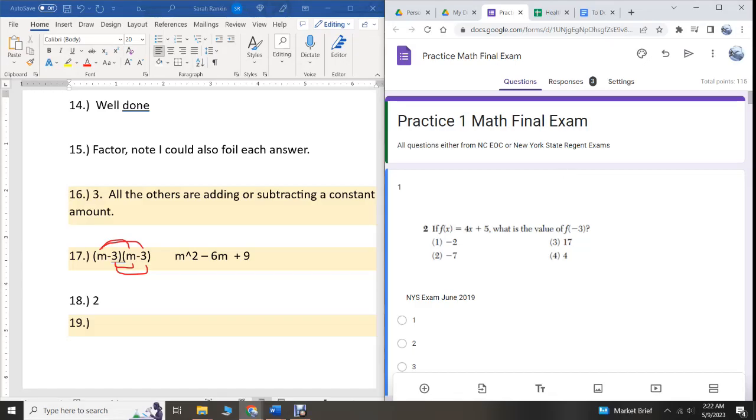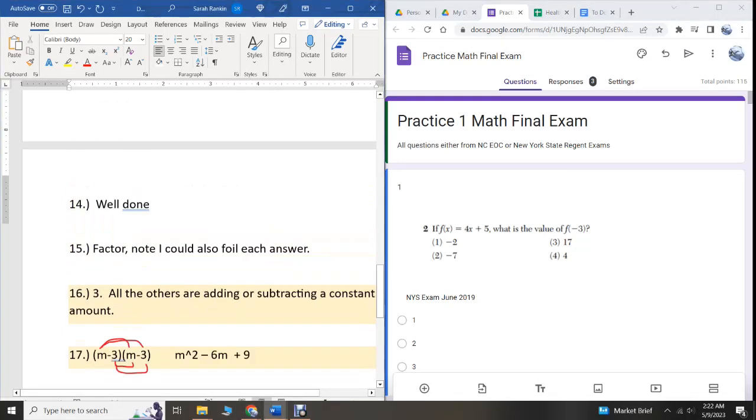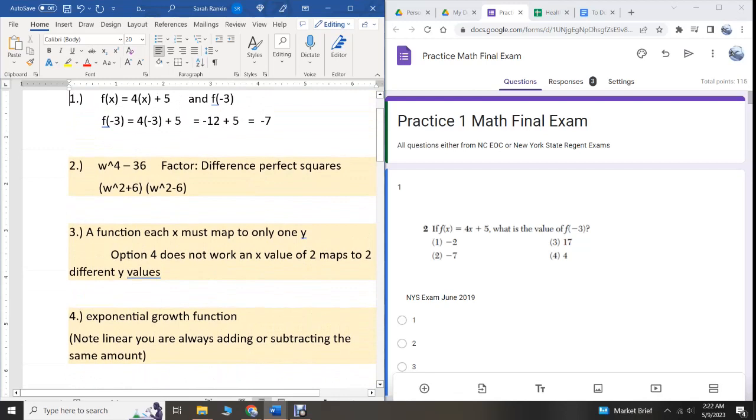Okay, let's take a look at this practice test number 1. Let me go up to the top here. All right, the ones I highlighted here are the ones you seem to have trouble with. So number 1, you did well.